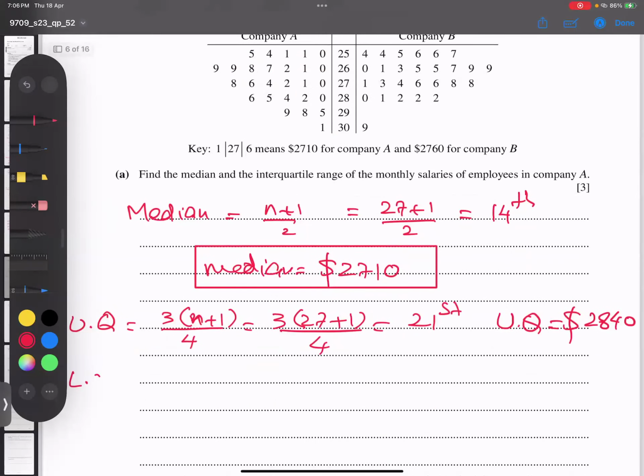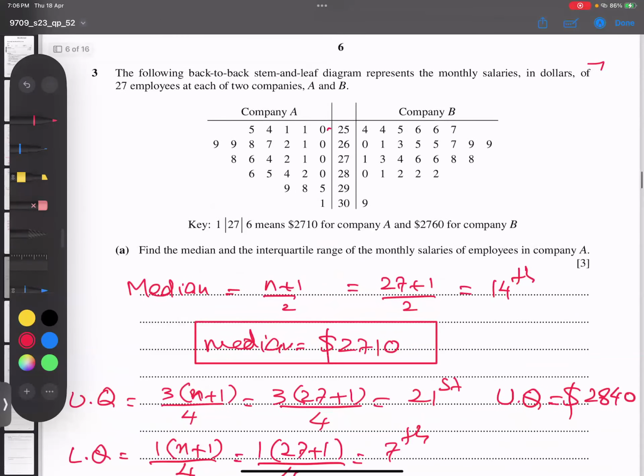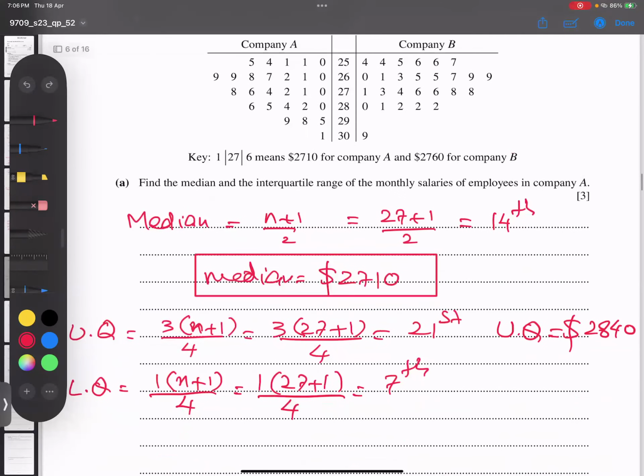In the same way, I'll go for the lower quartile with the formula 1/4. So 27 plus 1 is 28, and a quarter of that is the 7th place. So count 1, 2, 3, 4, 5, 6, 7. This is the number we're looking for: 26 and 1 and 1 extra zero. So the lower quartile is 26, 1 and the extra 0, so 2610 is our answer.